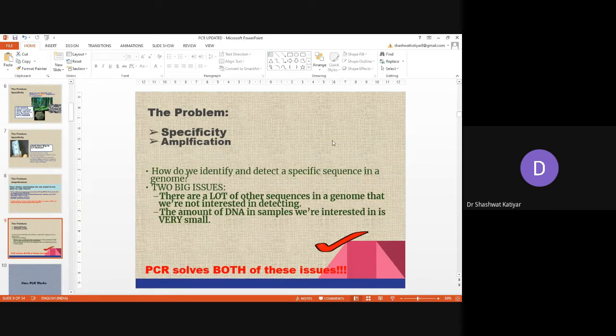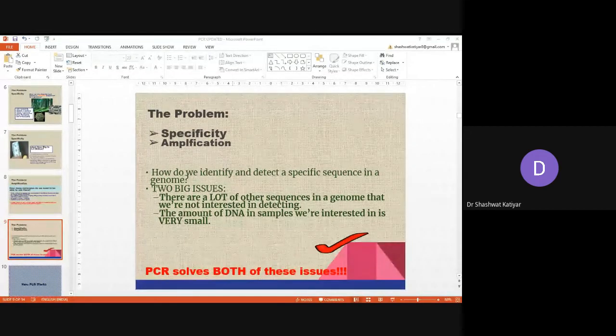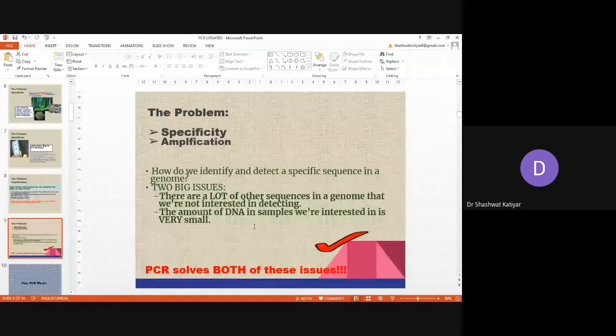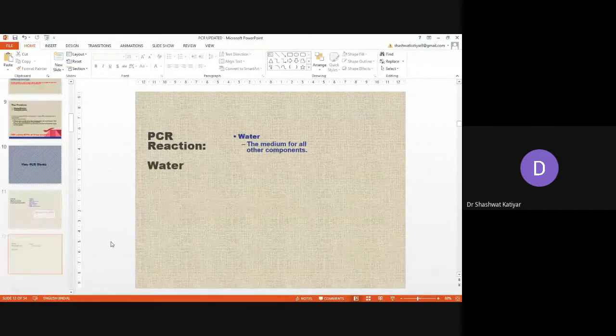Next, how do we identify and detect a specific sequence in that genome? There are two important objectives. First, there are a lot of other sequences in the genome that we are not interested in detecting, and the amount of DNA sample we are interested in is very small. Both problems are solved by the polymerase chain reaction. If there is a small number of genomes, that can be amplified and detected. And if the amount of DNA is very small, that can also be detected by this. So we can solve both of these issues with the help of the polymerase chain reaction.